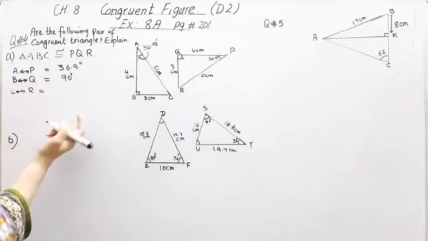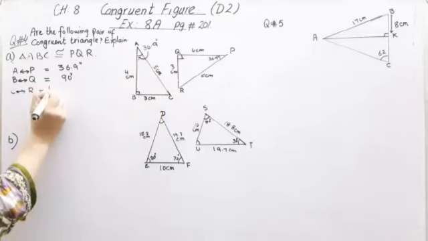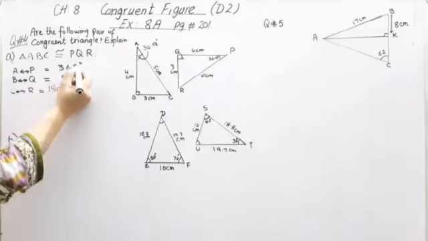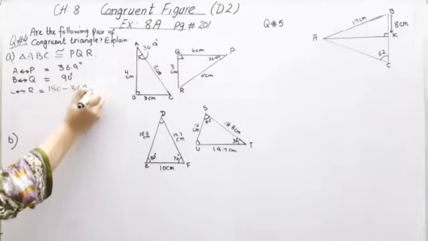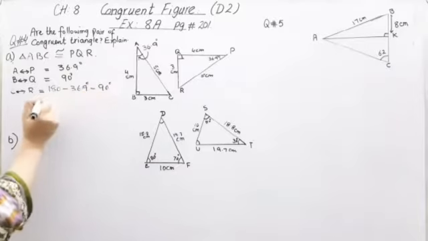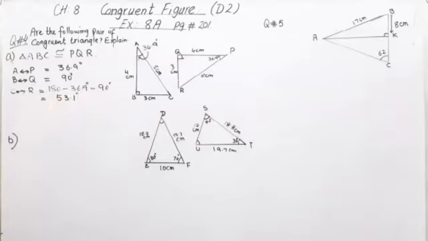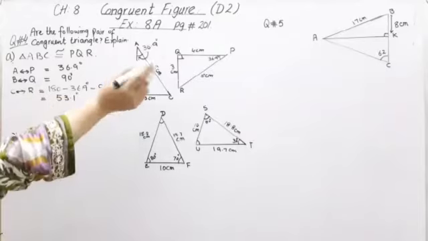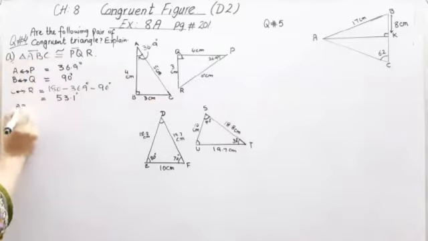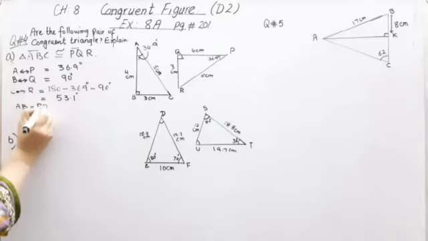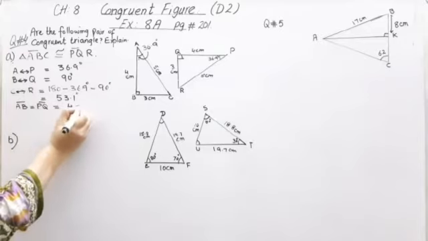First we solve for the angle. The sum of the angles of a triangle is always 180, and we subtract both of them from it. 180 minus 36.9 minus 90 will be 53.1 degrees. Now AB is equal to PQ. AB equal to PQ. The line segment length is equal to 4 centimeters.